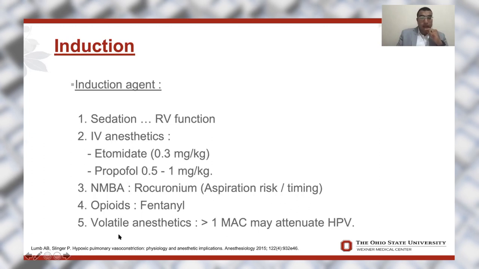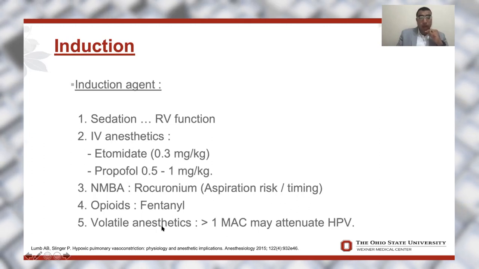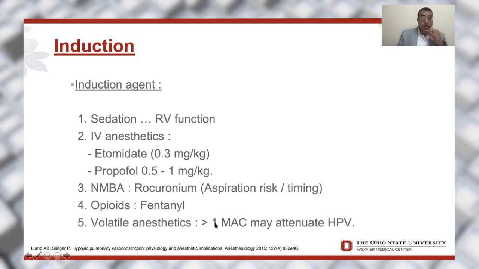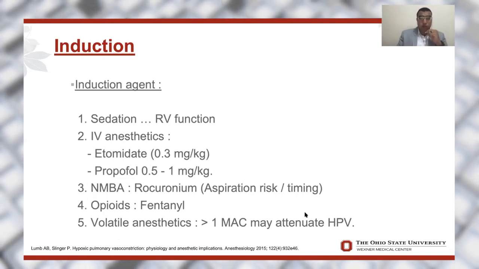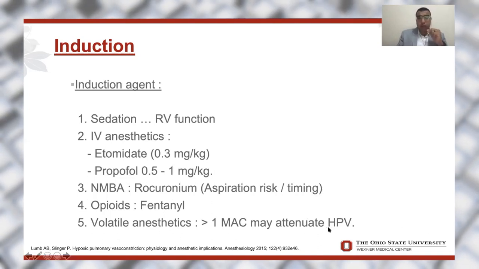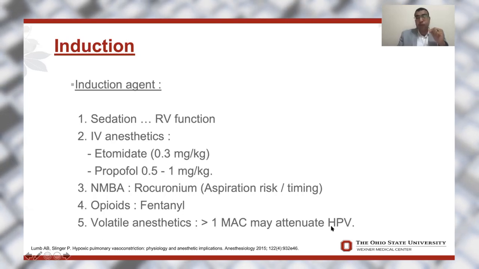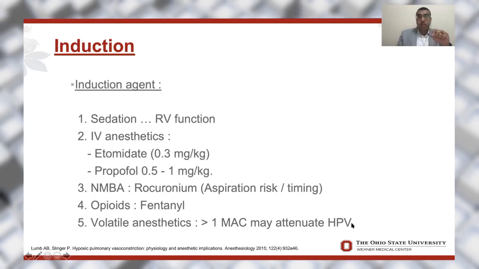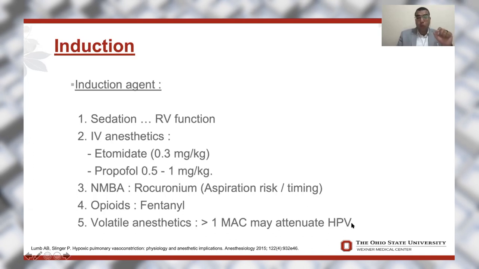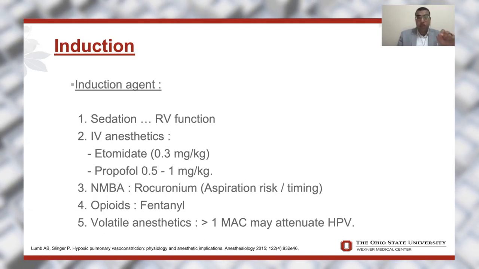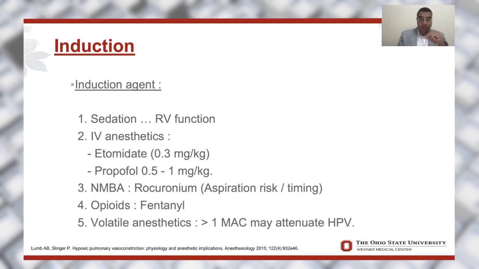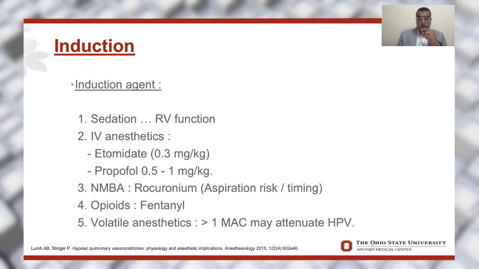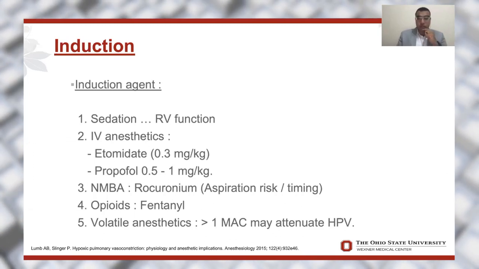Purely about the volatile anesthetics, please don't go beyond 1 mg of any volatile anesthetics, because it will attenuate what's called hypoxic pulmonary vasoconstriction. Hypoxic pulmonary vasoconstriction is the god physiology. What will save you during the surgery is the hypoxic pulmonary vasoconstriction. So please maintain it. And we will discuss it after about 5 to 6 slides.